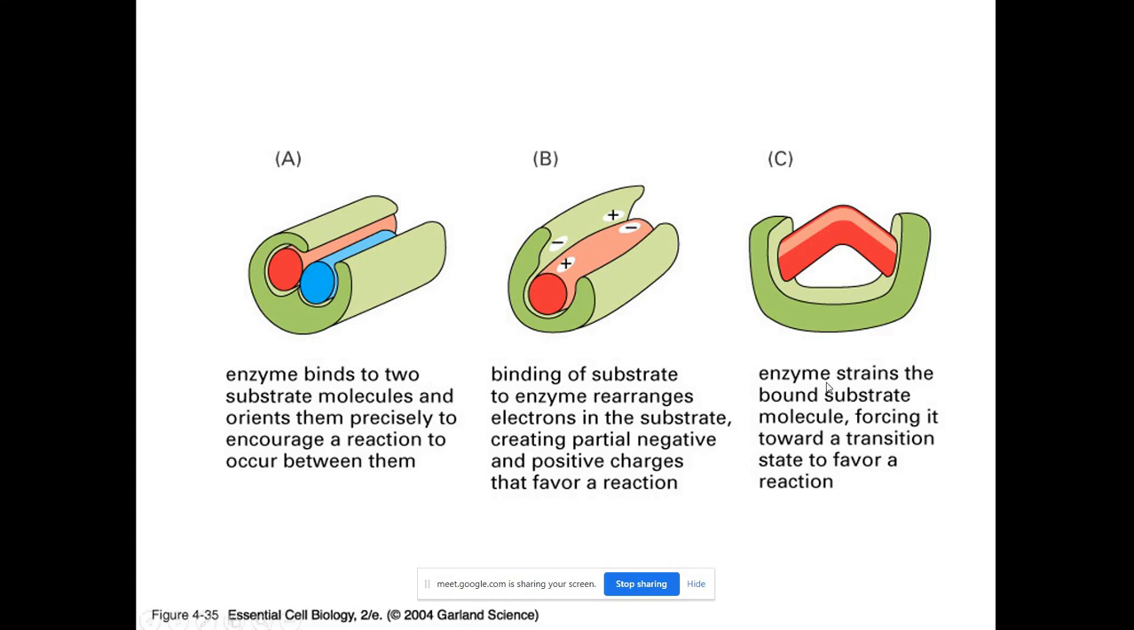Now in figure C you can see the enzyme strains the bound substrate molecule. Substrate has bound, that is, it is now in the bound form, the enzyme-substrate complex, but the enzyme forces the substrate, forcing it towards a transition state to favor a reaction.